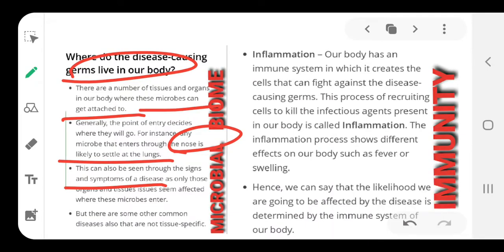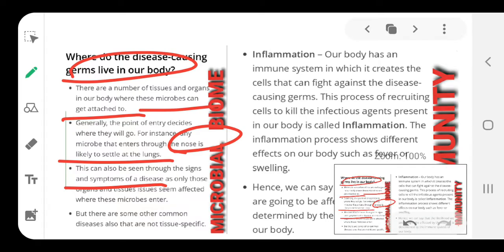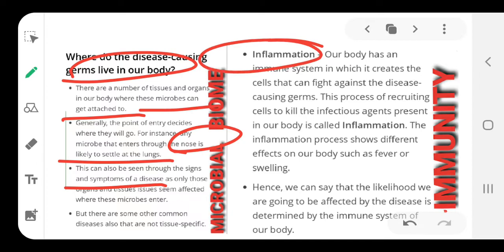Then the question is, when the infection is in our system, the body has some defense mechanism called immunity, or immunization. So, what basically happens when a microbe attacks your body? That should be a good topic, you should know it. So, number one is inflammation. That is the first sign.